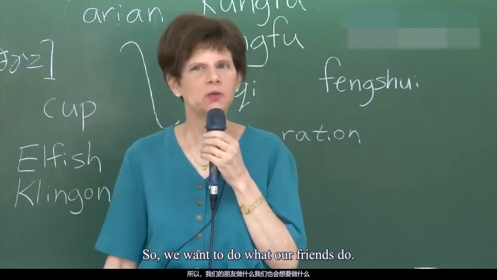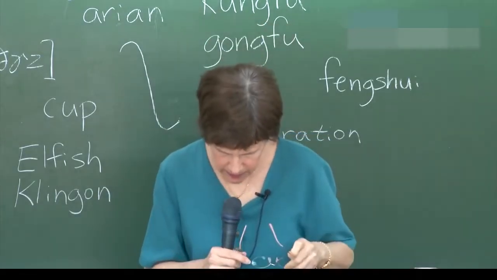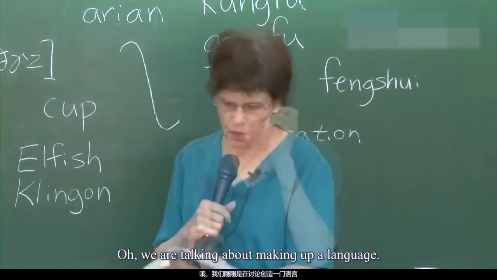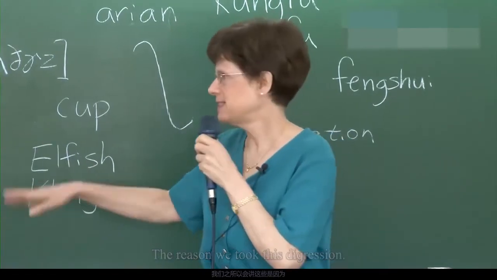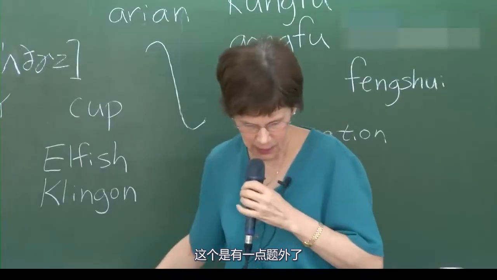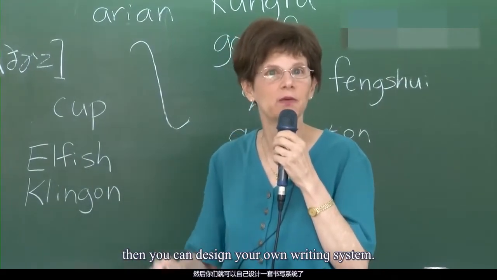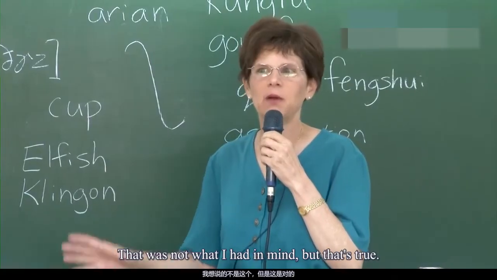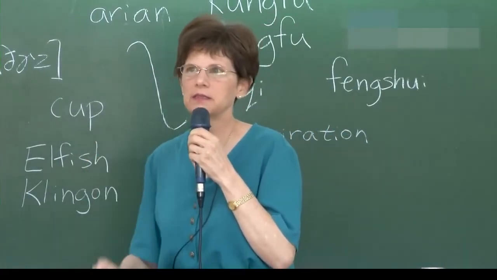So we want to do what our friends do. Okay, we want to do what our friends do. Let's get back to what we're doing. Oh, we're talking about making up a language. The reason we took this digression, 这个是有一点那个题外了, was because Stanley said maybe if you make up a language, then you can design your own writing system. That was not what I had in mind, but that's true. Can you think of another situation? Yeah.